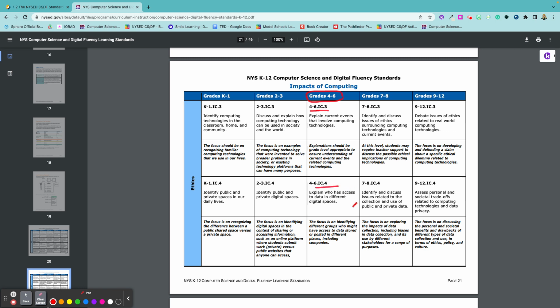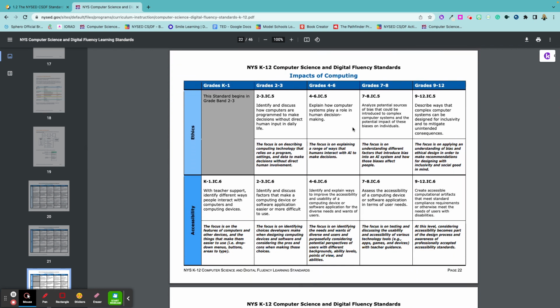For IC4, we're going to explain who has access to data in different digital spaces. So the focus may be on identifying different groups who might have access to data stored or posted in different places, including the companies that you work with. And then as we continue on with ethics, we have one more standard here. We have IC5, explain how computer systems play a role in human decision-making. The focus here is on explaining a range of ways that humans interact with artificial intelligence to make decisions.